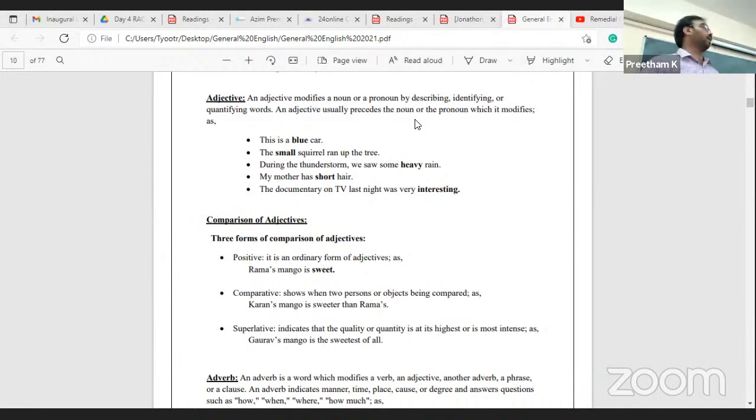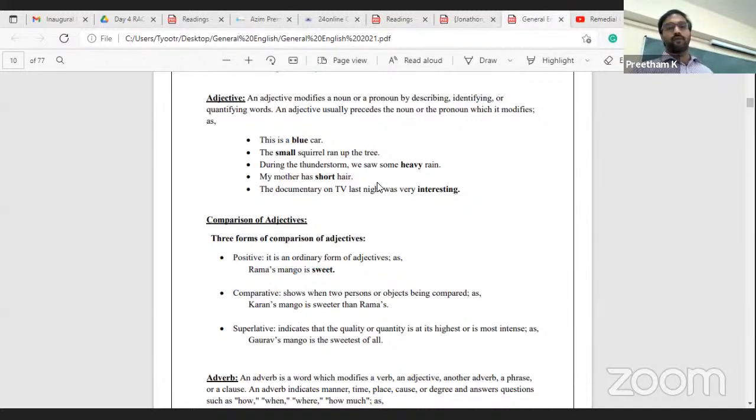This is a blue car. What is blue there? What is it describing? It is describing car. What is car? Car is a noun. Anything that describes a noun or a pronoun is an adjective. The small squirrel ran up the tree. Small, describing squirrel, again a noun.